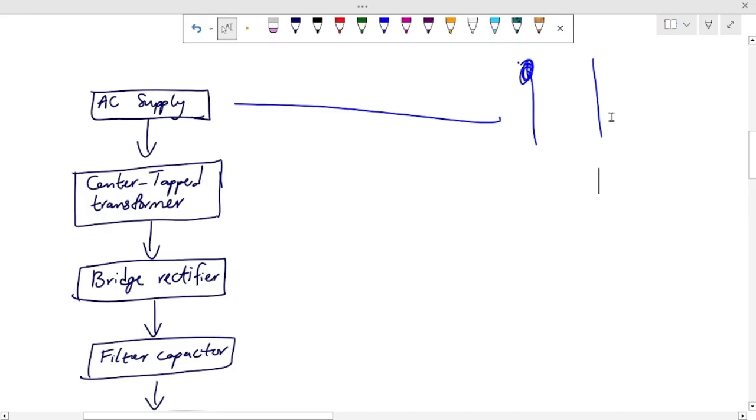So if they say this AC supply is at 50 hertz, what it means is that it is alternating sides, changing sides 50 times in 1 second. 60 hertz means 60 times in 1 second. That's how fast it is. So that's what we get in.